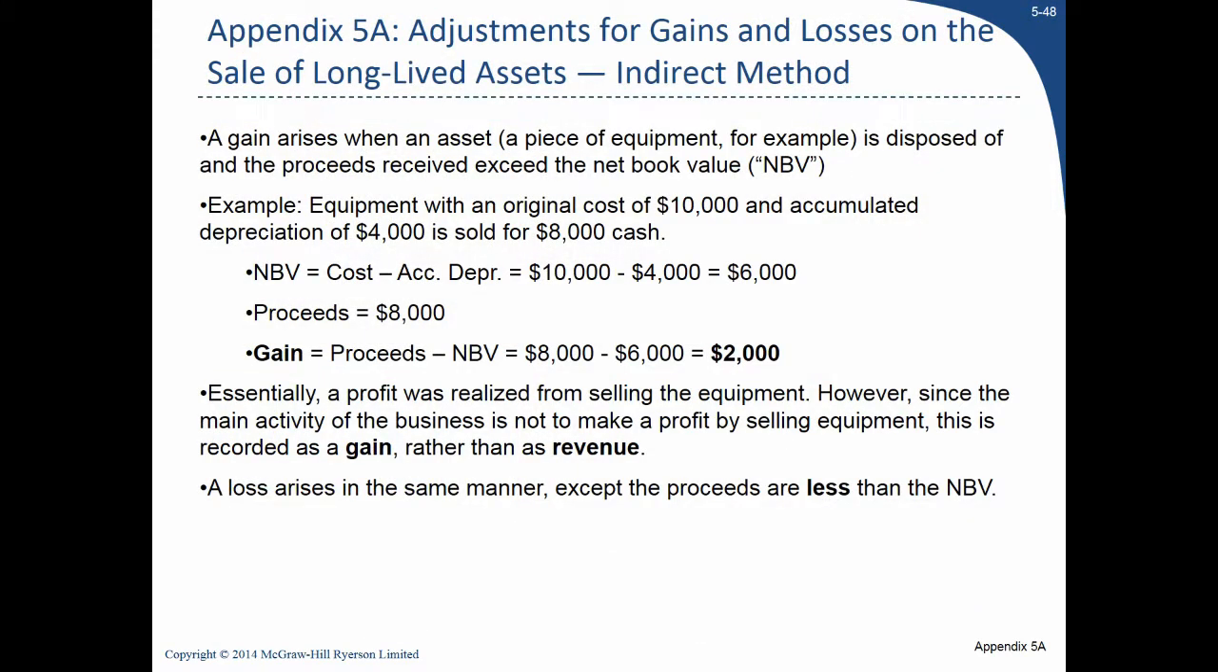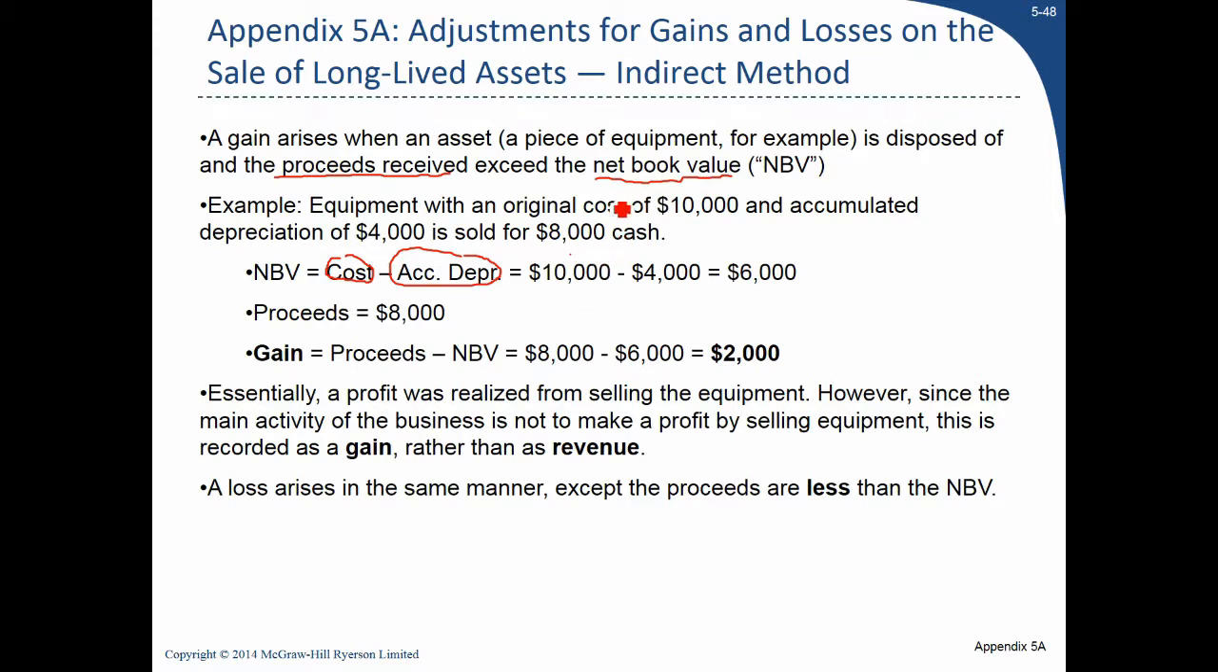So this just explains exactly what I said. The important thing here is you compare the proceeds received in excess of the net book value. Remember, the net book value is the cost minus the accumulated depreciation.